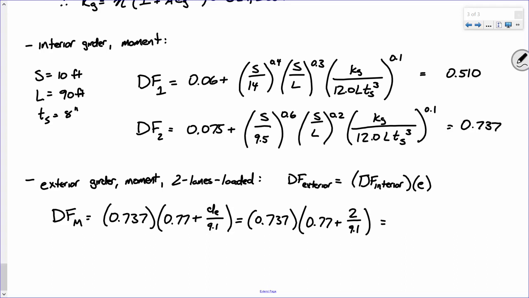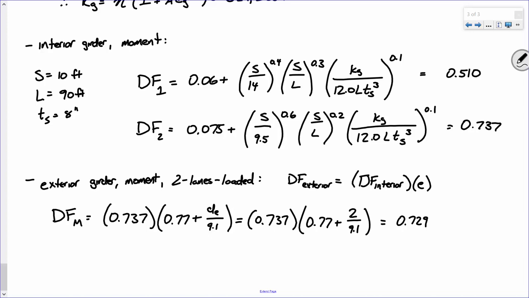Zero point seven what? 729. 0.729. Okay. Now, unfortunately, you're going to be mad at me because you'll see here in a second that this was actually, now that we've done this, kind of a pointless exercise because all of these distribution factors are distribution factors for moment. All right, 0.51, 0.737, 0.729, all for moment.